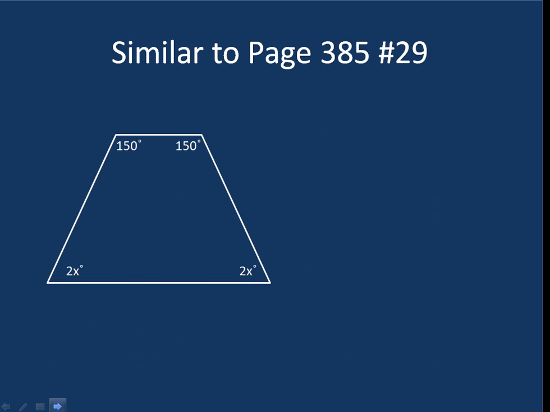Okay, if we go to the next one, it's the same idea. It's just a little bit more complicated because they give you some expressions and some numbers. Since this is a quadrilateral, they're also going to add up to 360 degrees, so I'm going to add up all four angles. And that's equal to 360. So the first one is 150, and then it's 150 again, 2x, and then 2x again. So I'm going to write that as a normal equation so it's easier to work with.